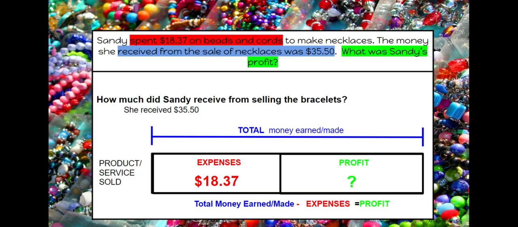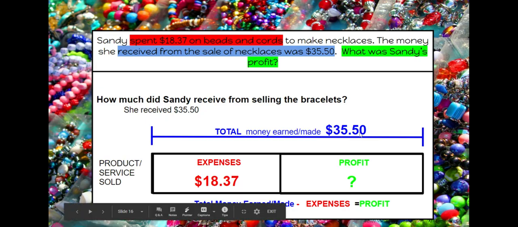If you said she received $35.50, then you are correct. Now, do you know where on the strip diagram I could plug that information in? If you set up at the top as your whole, then that is correct. That is the total amount of money that she received from selling those bracelets. So everything is color coded.